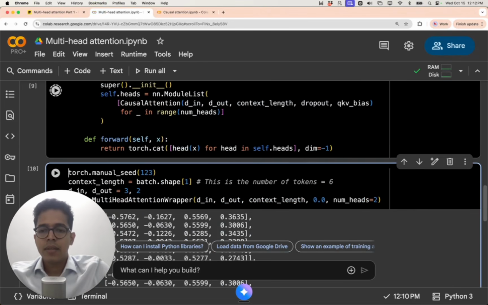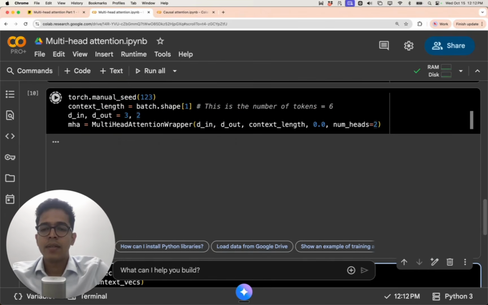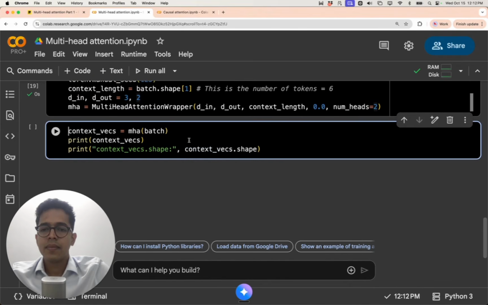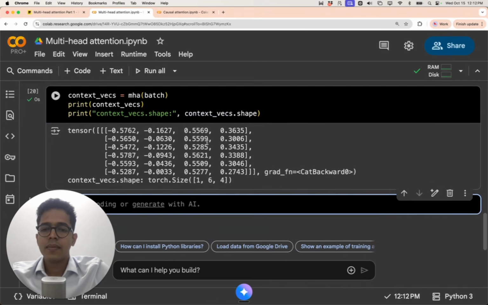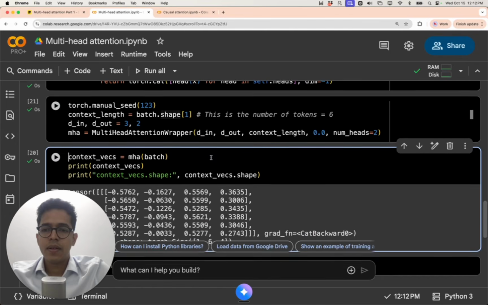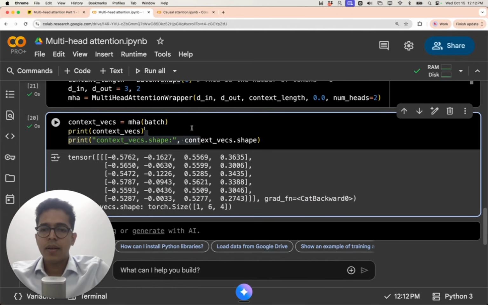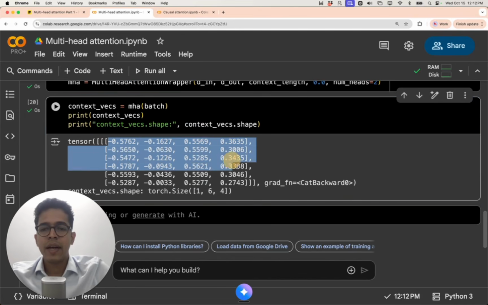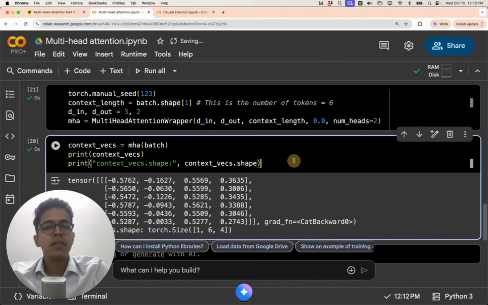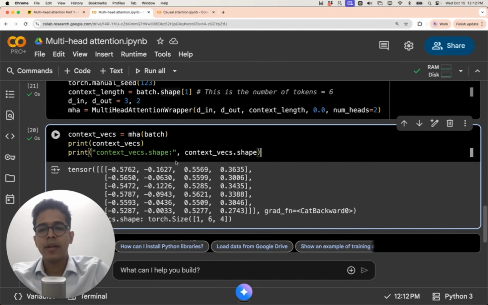So let's just run this and run this. Here we just want to print the final context vector. The final context vector is this 6 by 4 because you have concatenated the context vectors from both attention heads. So this is now the final context vector.